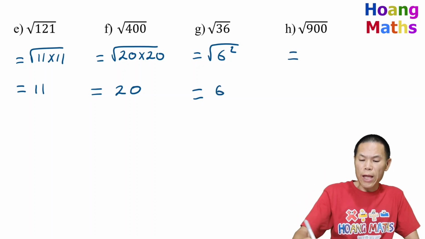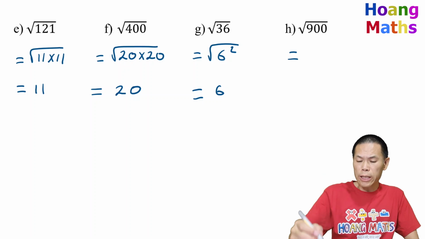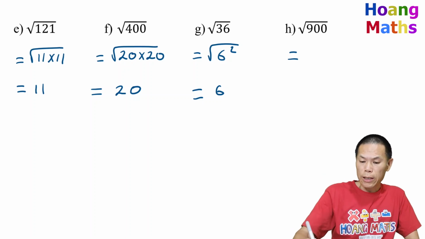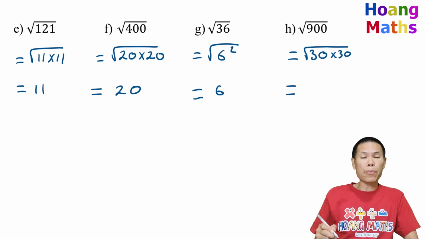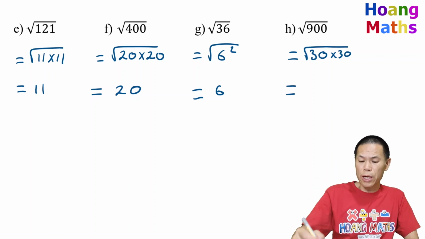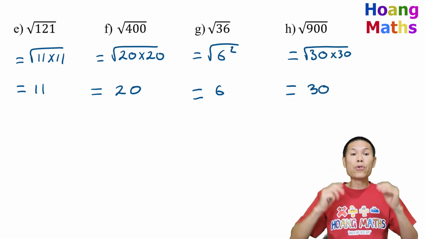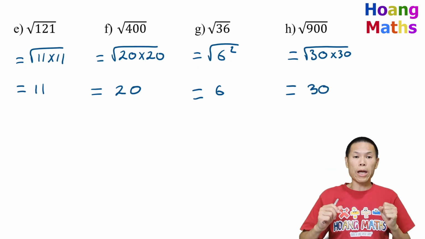Now square root of 900. So 900 is 30 squared, 30 times 30 if you wish. There you go. The square root of 30 times 30 will give me 30. So there you go. And I hope you got them correct.